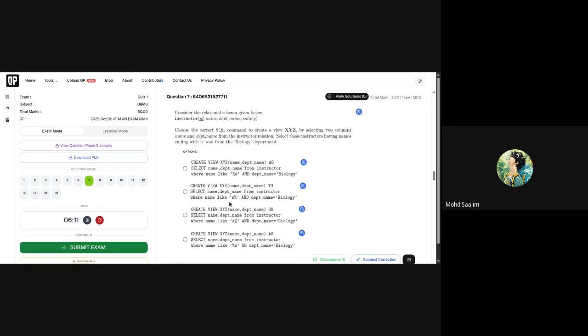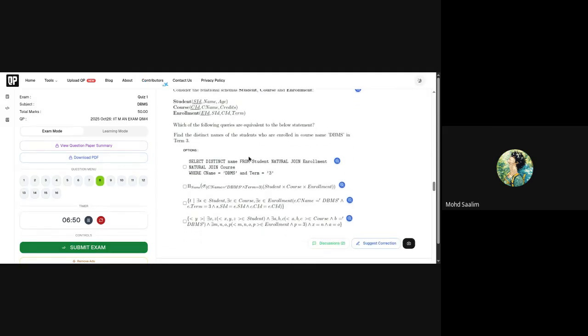This question is all about creating views. They had given a schema. Choose the correct SQL command to create a view by selecting two column names and department name from instructor relation. Select those instructors having names ending with S and from the biology department, right? So I would say simple SQL knowledge is enough here. And one more thing, the syntax to create views, right? It is also required here.